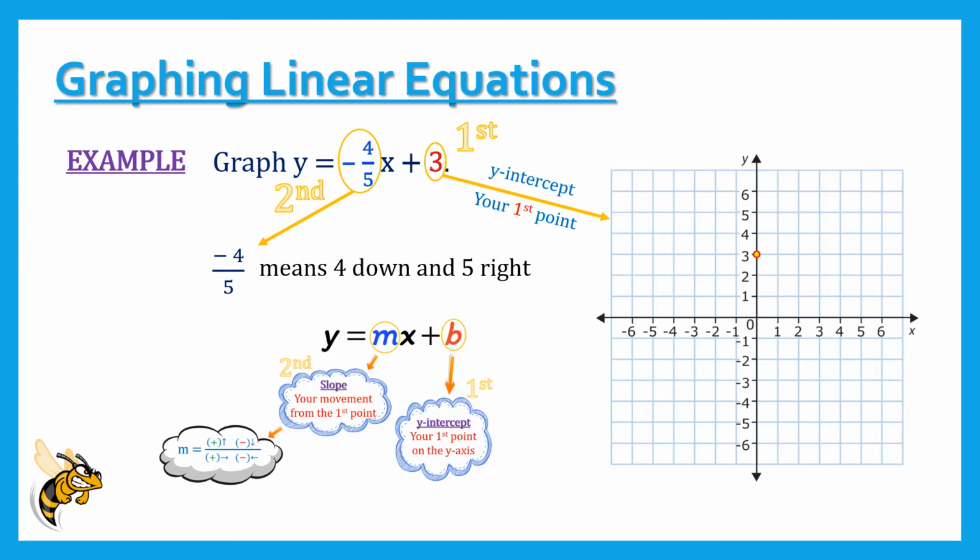And all this movement takes place from the first point on the y-axis, which is positive 3. So I'm going to go down 4 units. Then I'm going to go to the right 5 units. And then I'm going to place a point.